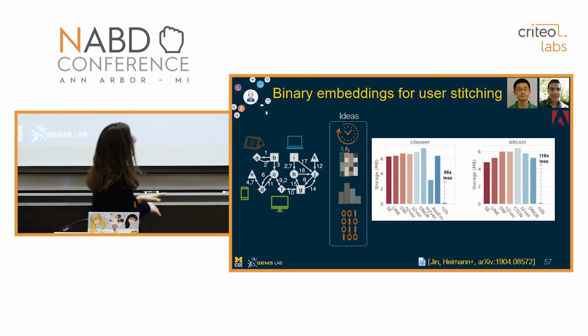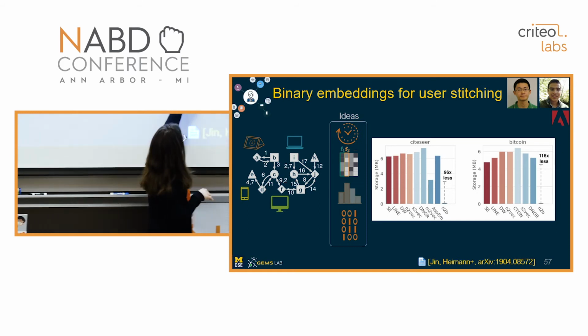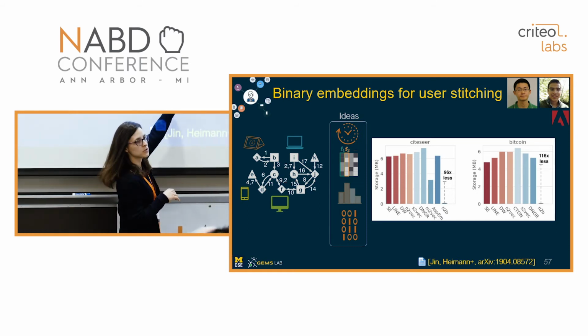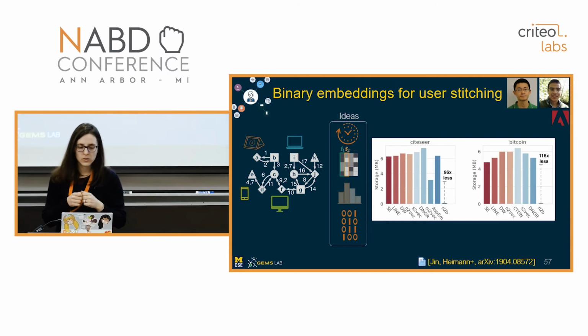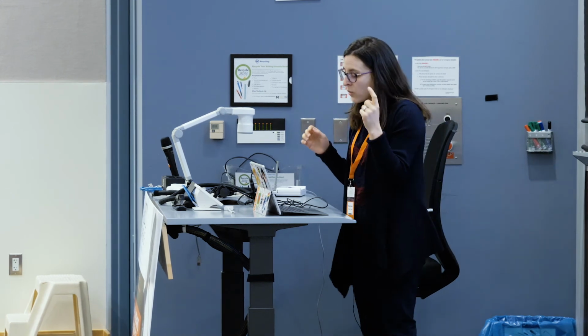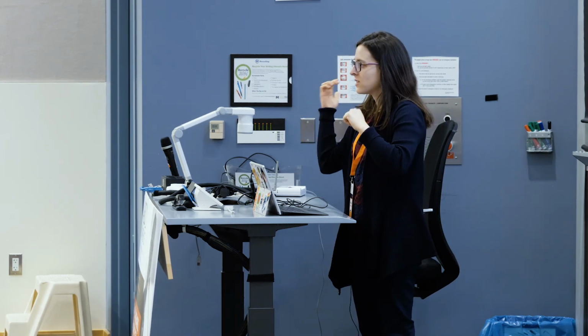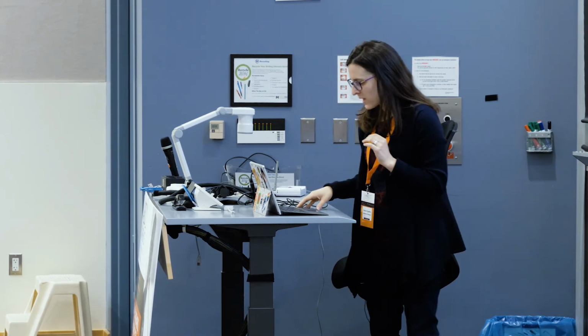So just one result here. Again, we compared to several different techniques for heterogeneous and homogeneous graphs, and we see that this approach can lead to 96,116 times less space for the embeddings, while we still get very good accuracy in various downstream tasks.